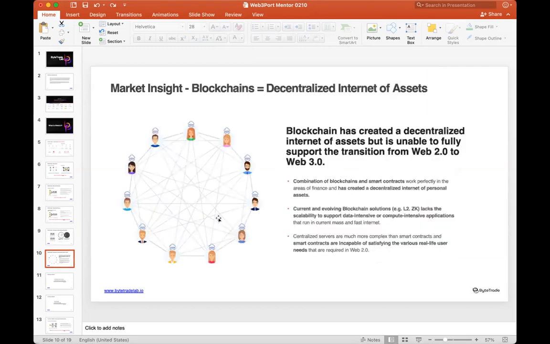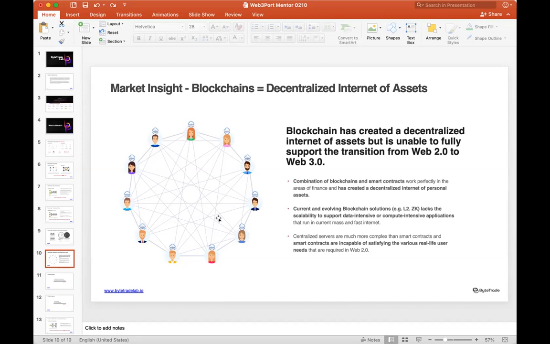By comparing these two, we can see that the combination of blockchain and smart contract has really introduced the imagination of regaining our data ownership, and it has indeed created a decentralized internet of assets. It's mostly the cryptos and stable coin. So it's a decentralized internet of money. However, when we talk about applications, it is unable to fully support the transition from Web2 to Web3.